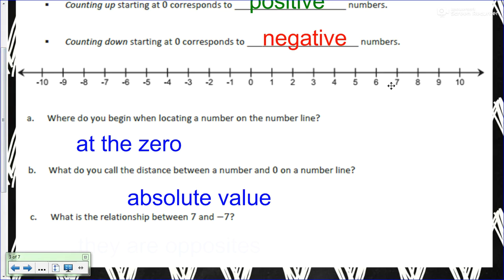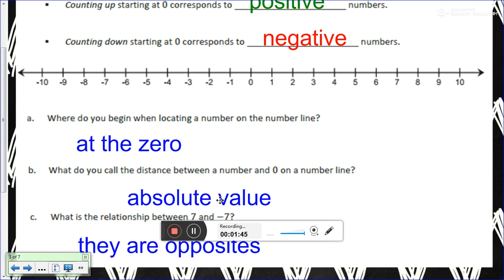We're going to focus in on the numbers 7 and negative 7. And when we want to talk about those two numbers, one of the things we're going to talk about in this unit is the relationship. So 7 and negative 7 are opposites. One is positive, one is negative. Like when we were looking at our Venn diagram, we talked about positives and negatives being opposite numbers.